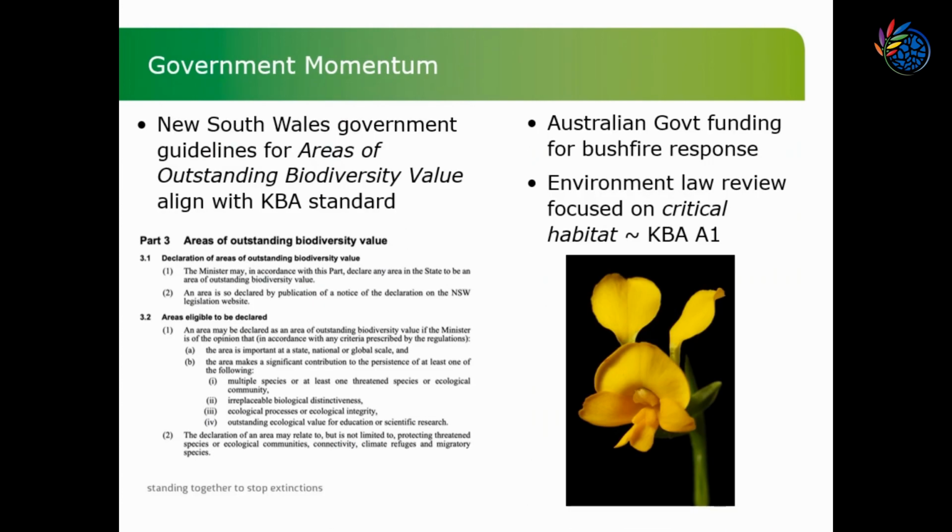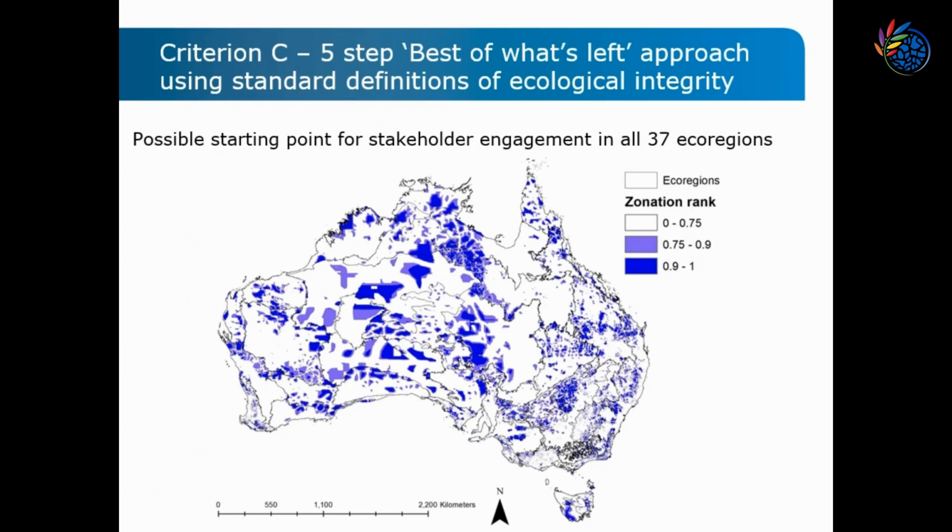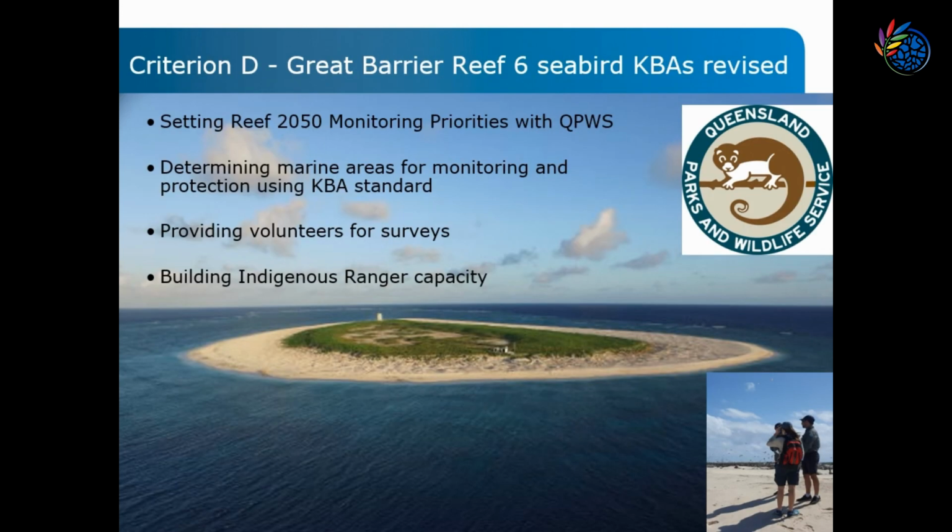It's a great time to do this now with government momentum really strong. State governments have adopted the Key Biodiversity Area standards into their legislation. Australian government is funding the bushfire response, and we are in a review of the environmental laws. For criterion C, we looked at a 5-step approach, best of what's left approach, using standard definitions of ecological integrity. The dark blue identifies sort of the starting points for stakeholder engagement in all of Australia's 37 ecoregions.